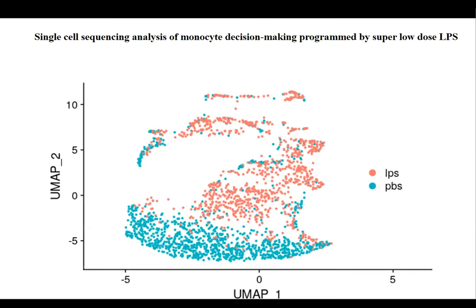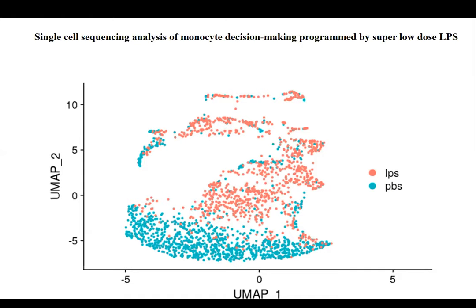We use this UMAP analysis instead of t-SNE, because UMAP not only gives us this two-dimensional reduction, where we can cluster cells in different space, but also tells us the relative distance between different populations. We can draw a pseudotime analysis to see where the cells are going and where they are coming from. With super low dose endotoxin stimulation, we see the cells are primarily clustered over here, and there are also some minor clusters over here.